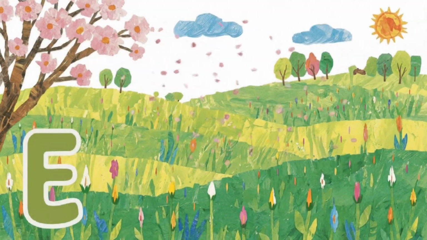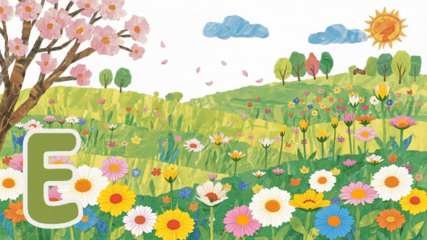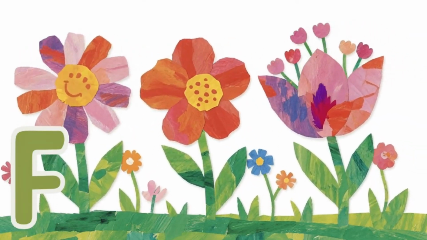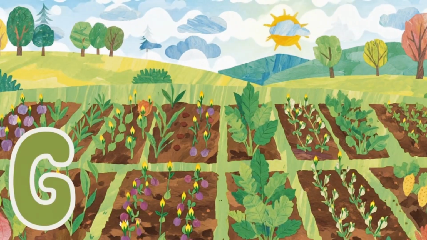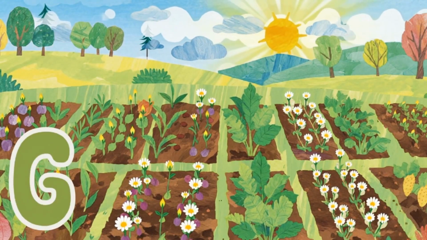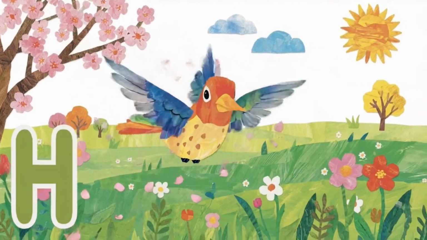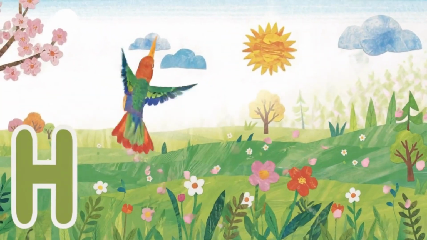E is for the everywhere the green begins to grow. F is for the flowers waving in a row. G is for the garden where we plant a little seed. H is for the hummingbird flying with great speed.